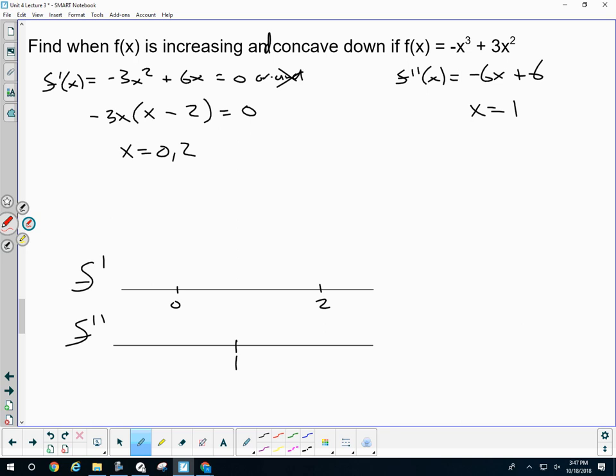0 to 2, it's increasing. Okay. What is this for? Yep. So I want to be both this and this at the same time. I want to be increasing and concave down at the same time. So you already told me this is when we're increasing. When are we concave down? Greater than 1? Yep, over there.